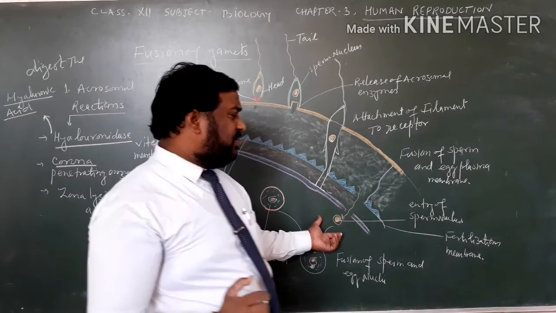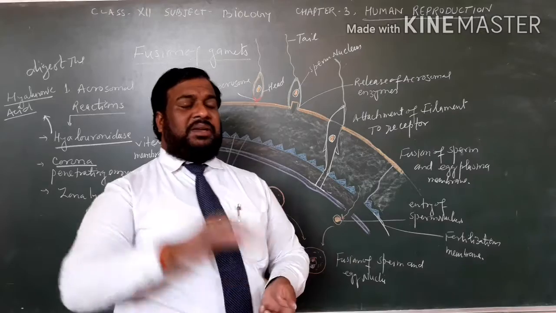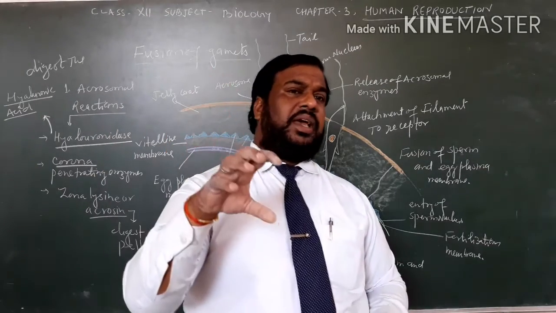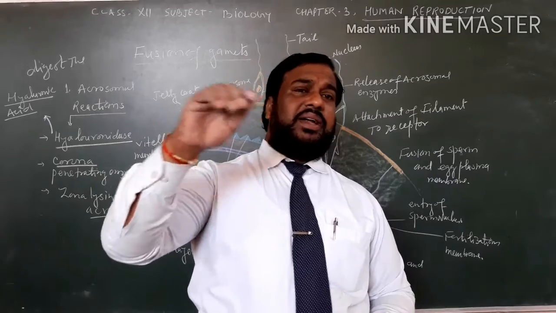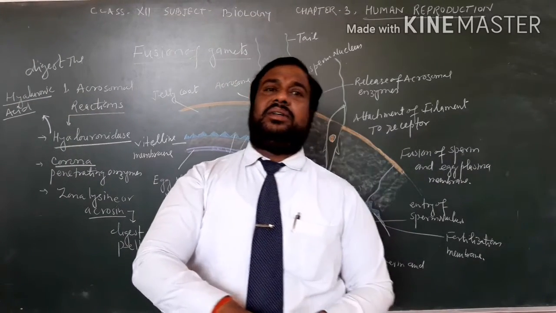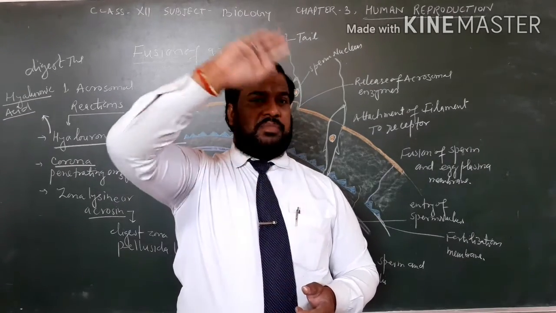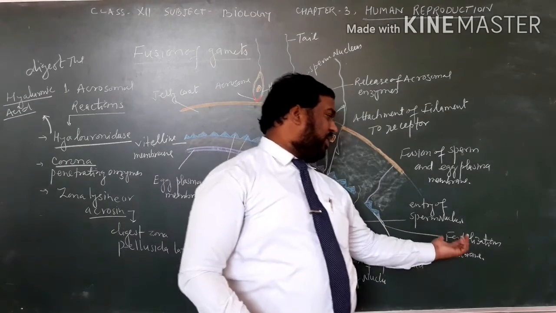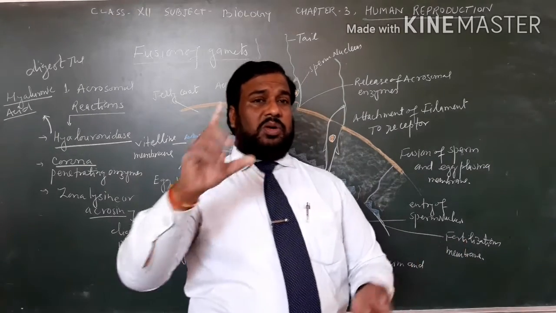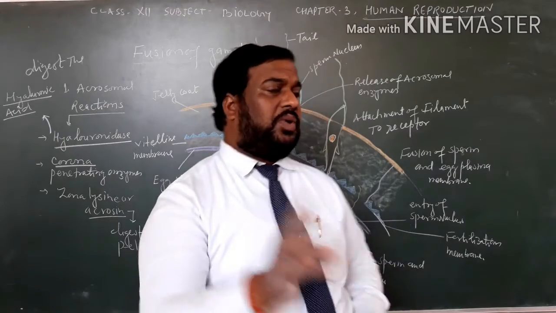So here again, a fertilization membrane forms to prevent polyspermy. Means suppose one sperm has penetrated the ovum, after that a chemical change occurs and the ovum is covered by this fertilization membrane. So no more sperm can penetrate after the entry of one sperm.